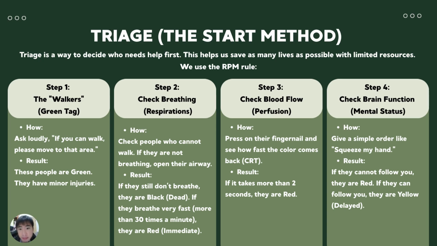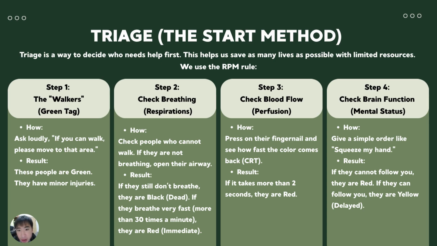Triage, the START method. Triage is a way to decide who needs help first. This helps us save as many lives as possible with limited resources. We use the RPM rule. Step 1. The walkers. Green tag. How: shout loudly, if you can walk, please move to that area.